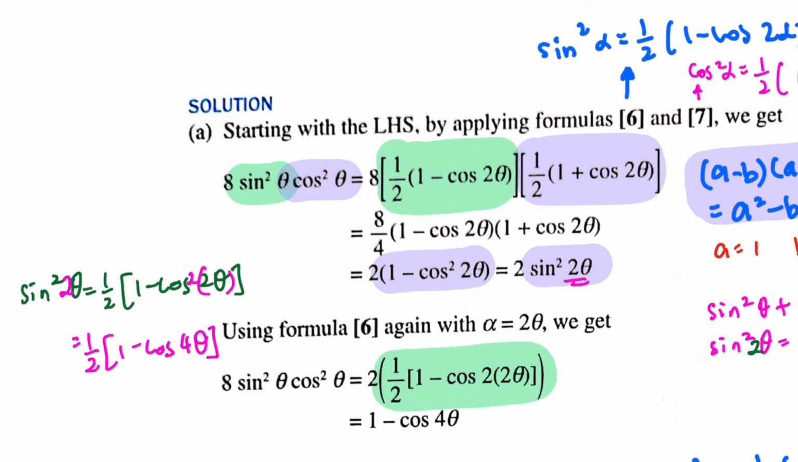And let's simplify the first part here, 2 and half. So this is your answer. You are left with 1 minus cos 4 theta. Therefore, the identity is verified. You have established the identity.